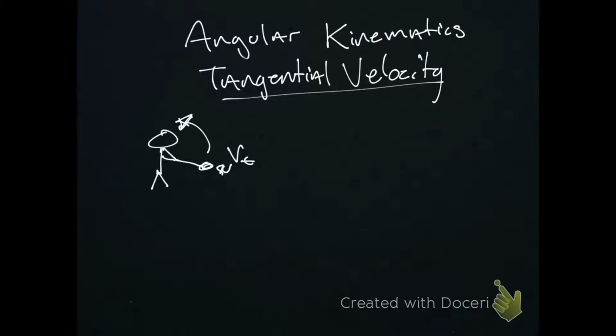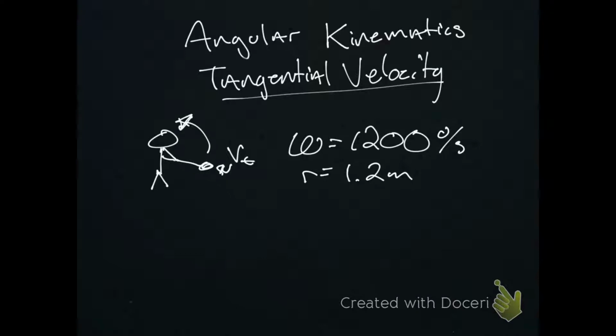Let's say he is spinning and omega is 1200 degrees per second, and the radius of the hammerhead from the axis of rotation is 1.2 meters. And for this, tangential velocity is simply omega times radius. And so when we do this, we want omega to be in rads.